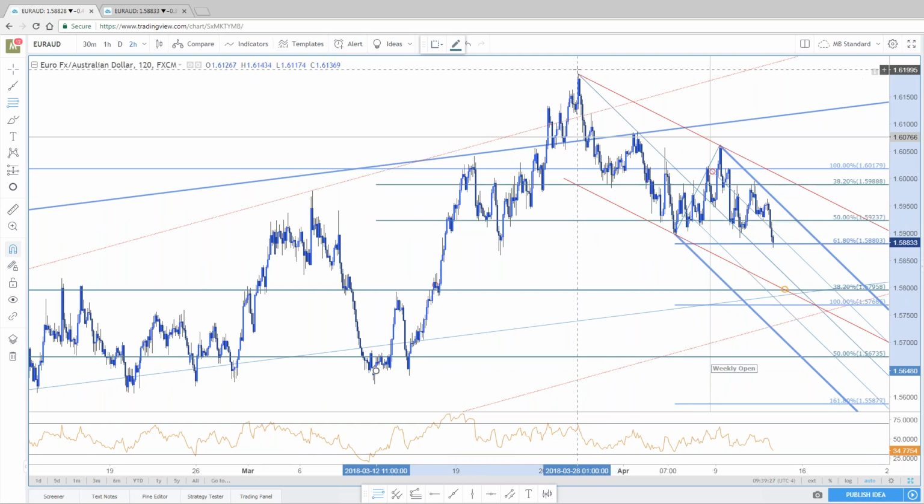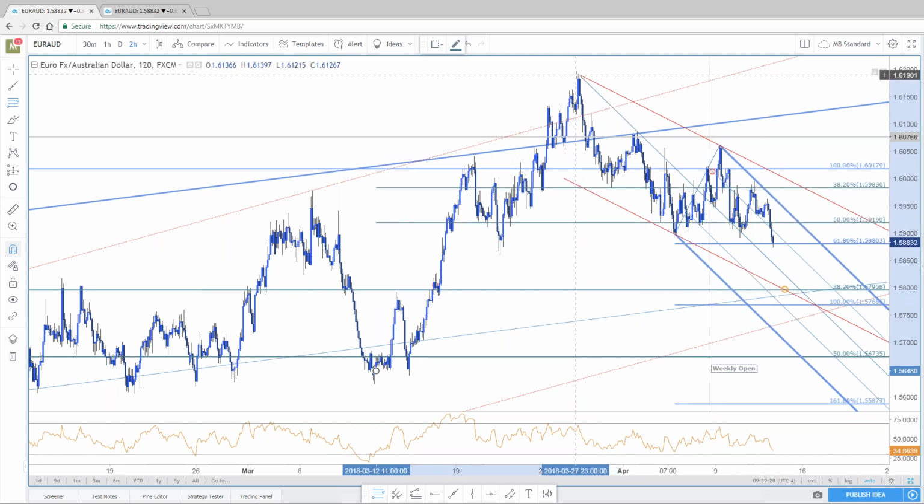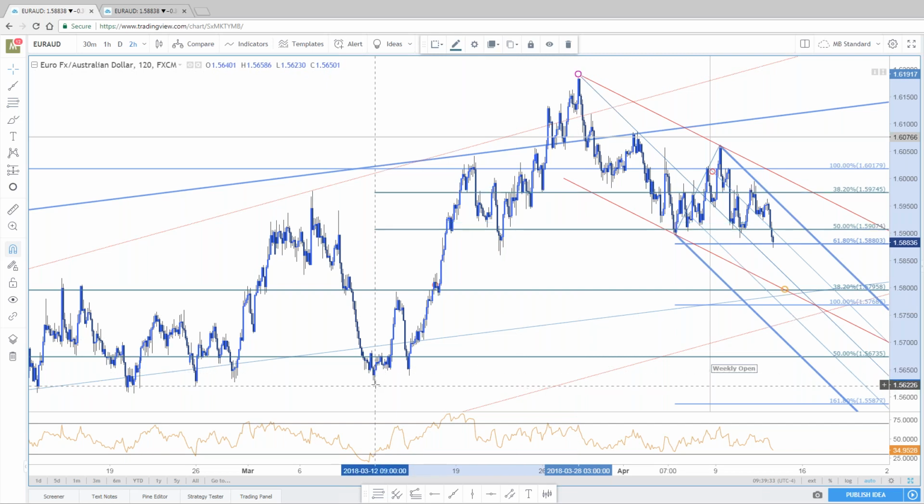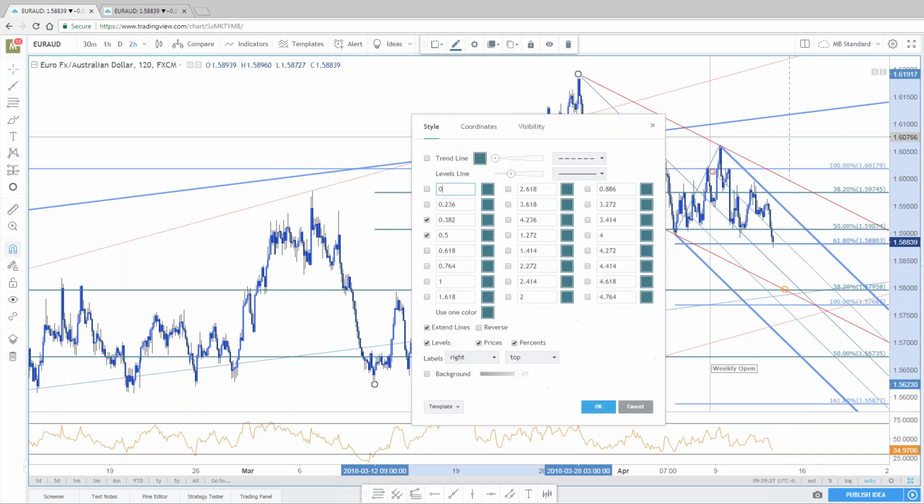March range retracement. There's the 50 break. The 618 is going to be right there. Okay, that makes sense. Perfect.